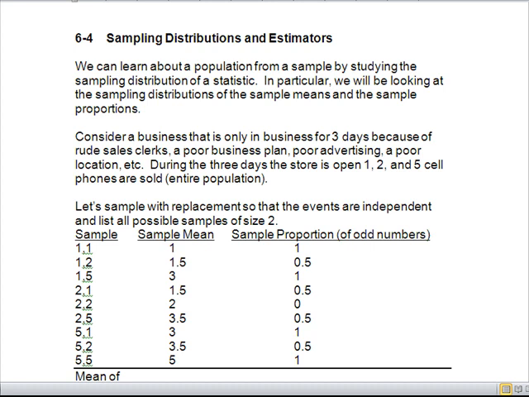So for our example, we want to consider a business that is only in business for 3 days because of rude sales clerks, a poor business plan, poor advertising, a poor location, and so forth. During the 3 days the store is open, 1, 2, and 5 cell phones are sold. So that's the entire population: 1, 2, and 5.